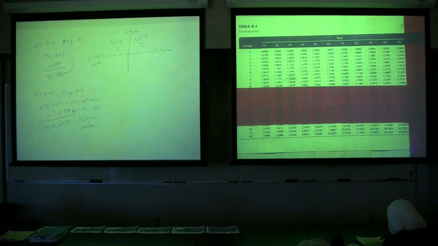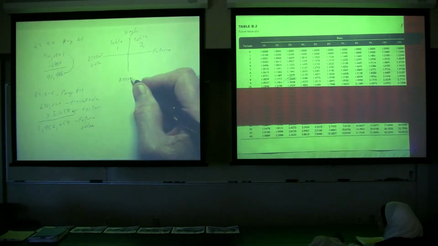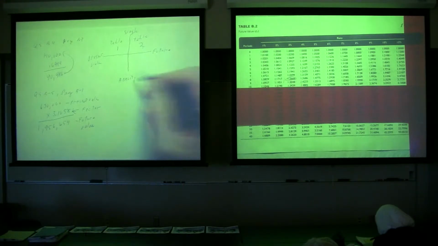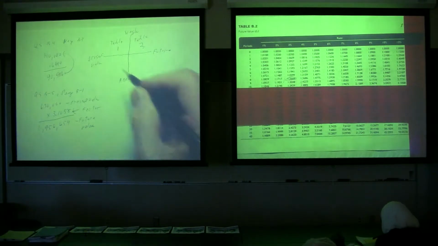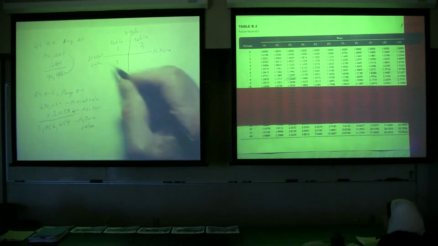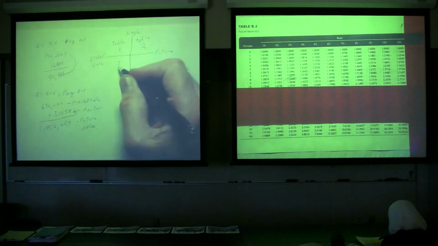Now, let's take a look at another one. So let's take a look down here at an annuity. Okay? And of course, an annuity is the same dollar amount at the same time interval. All right, so we're going to use table 3 if we want to find the present value. So let's take a look at table 3.